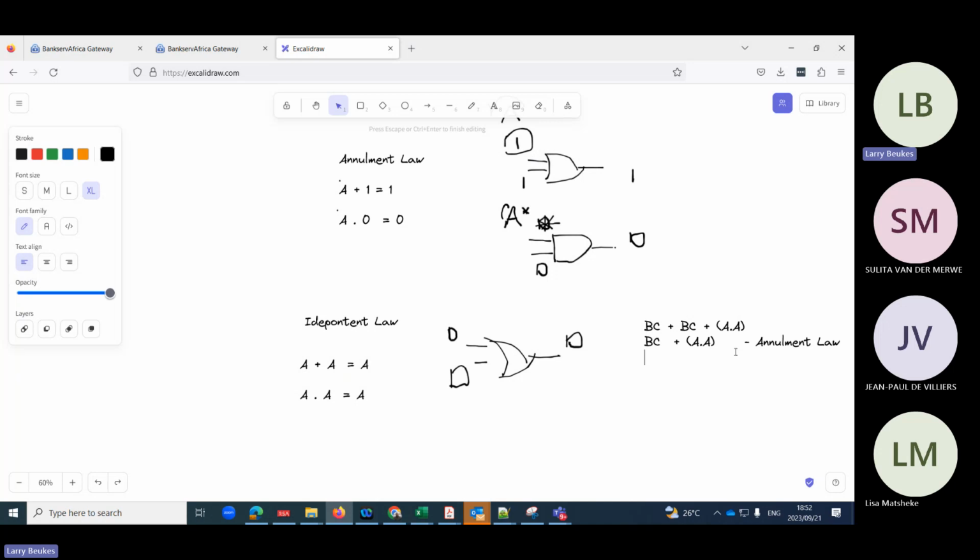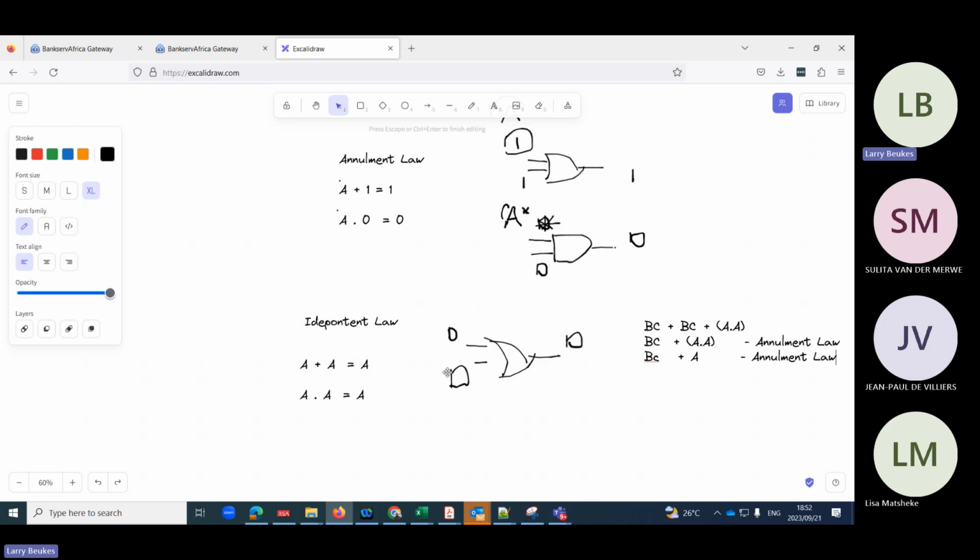It's not like a standard thing. Okay, then from there, you're gonna come again and say BC plus A, annulment law. Okay, yeah, so you will definitely get a question like this that wants this in your exam. It's always in your exam, always.